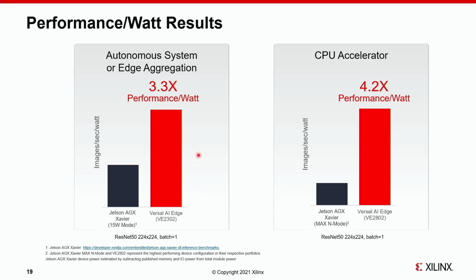Maybe one quick slide about performance per watt results. These results show benchmarks for two devices, the small device and the mid-range device. Both show the ResNet50 with batch of one. Batch of one is because of the low latency. In all these edge applications, we want to have low latency, and that's why we picked batch of one. And what we can see is that both devices provide between 3 to 4x performance per watt improvement versus the other devices.